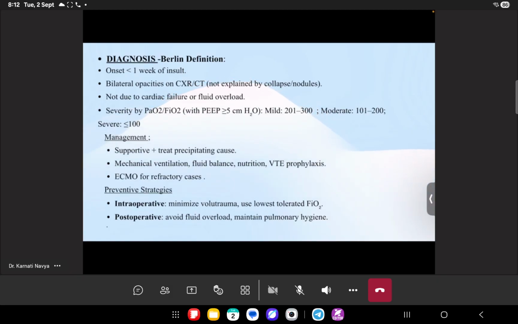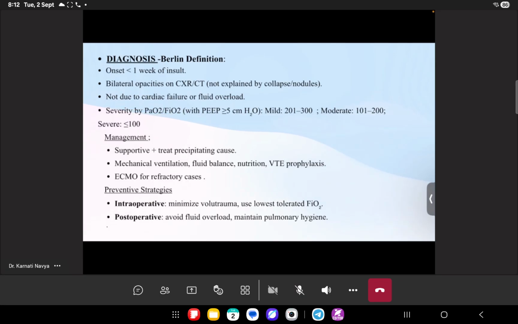Onset should be less than 1 week of insult. Bilateral opacities on the chest X-ray or CT, which are not explained by collapse or nodules, and should not be due to cardiac failure or fluid overload. Severity is graded by the ratio of partial pressure of oxygen to FiO2 with PEEP of more than 5 centimeters of water. It can be mild, moderate, or severe. Mild is 201 to 300, moderate is 101 to 200, and severe is less than 100.